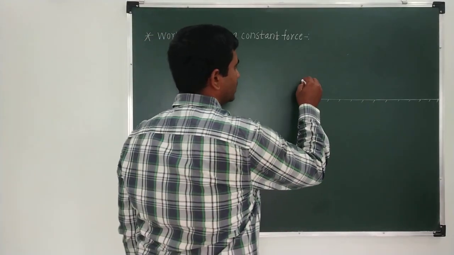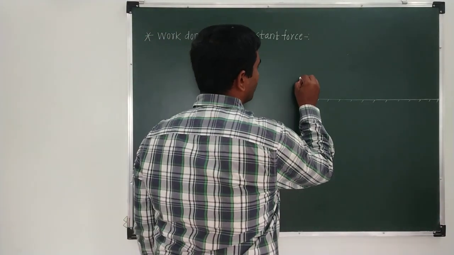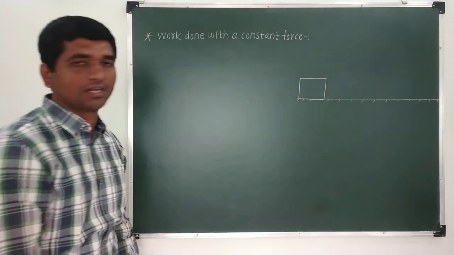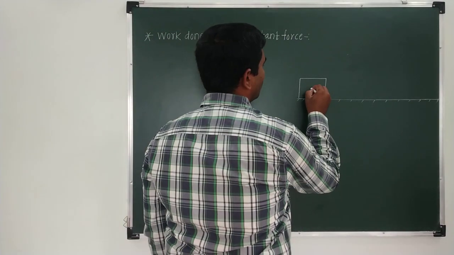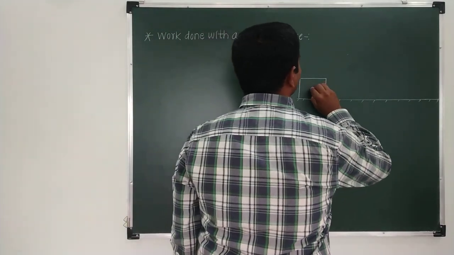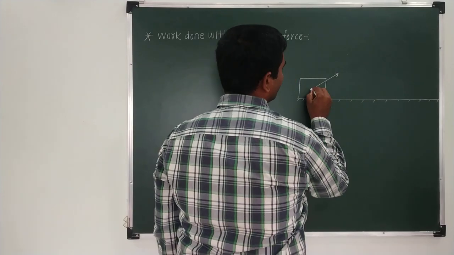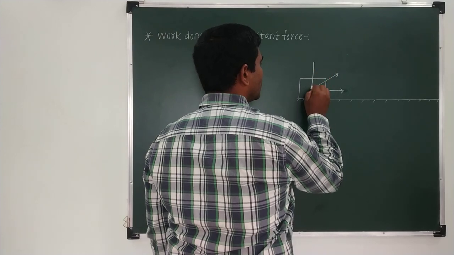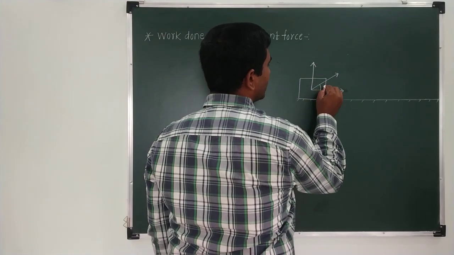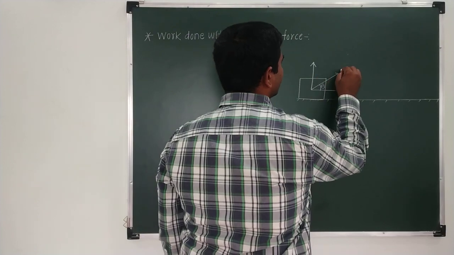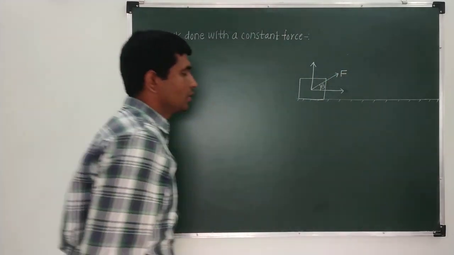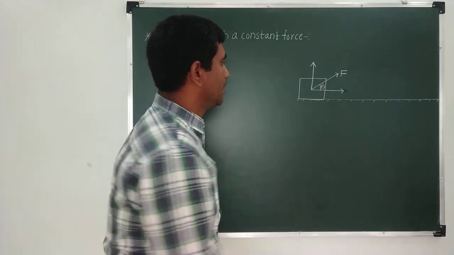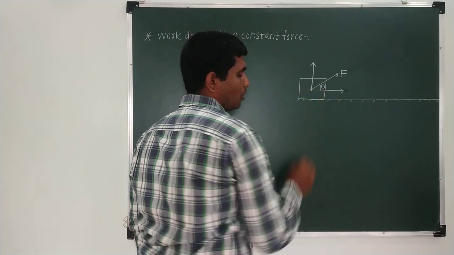Let us consider this is a block, it is kept on this surface. On this block we are applying a certain force which is at an arbitrary angle. Let us call this the force which is acting on this. It is making an angle theta with the direction of the horizontal surface. So this is the force which is making an angle theta with the horizontal direction, and let us say this is the center of the block.